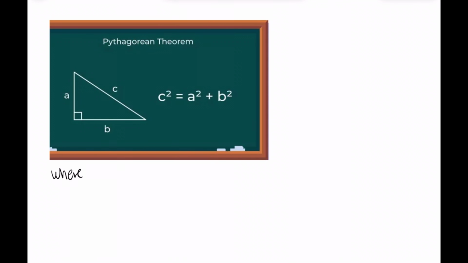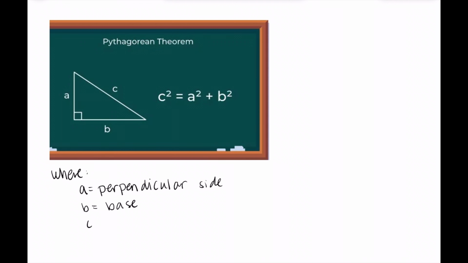So to start out, what is the Pythagorean theorem? It's written on this little mini chalkboard here. It is a squared plus b squared equals c squared. And we have the diagram as well. Well, what do all of these letters mean?